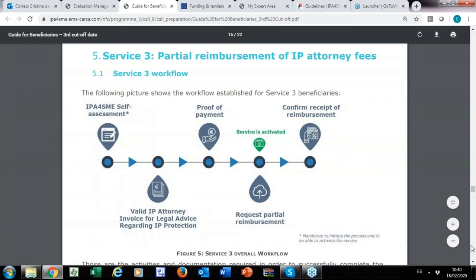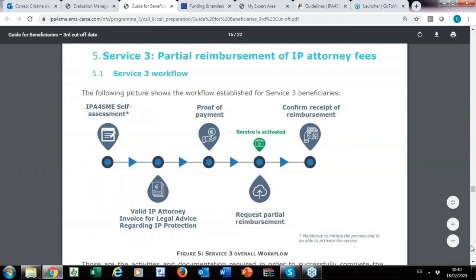And that's why we say that we need to activate. Activation means to ask for reimbursement the first time. You can achieve the maximum the first time, or if not, you have a second payment request. That's the meaning or the rationale behind service activation and having two options to achieve the maximum.